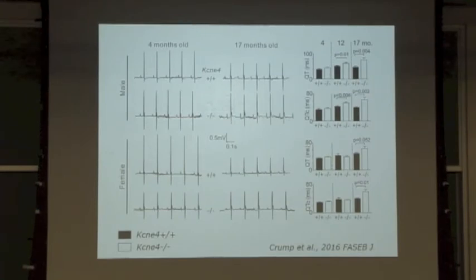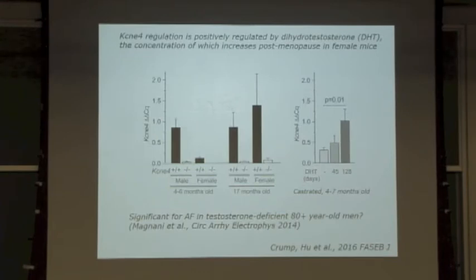So what's different at about 17 months in mice compared to 12 months? Well, that's actually postmenopausal in female mice. So postmenopausal in mice, dihydrotestosterone levels actually go up. So then we have the idea that, okay, maybe KCNE4 is being regulated by DHT.